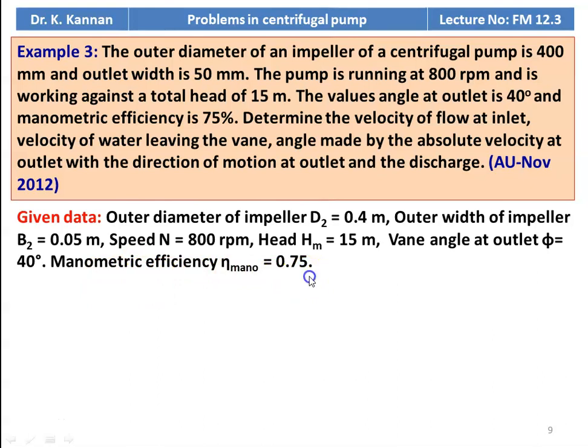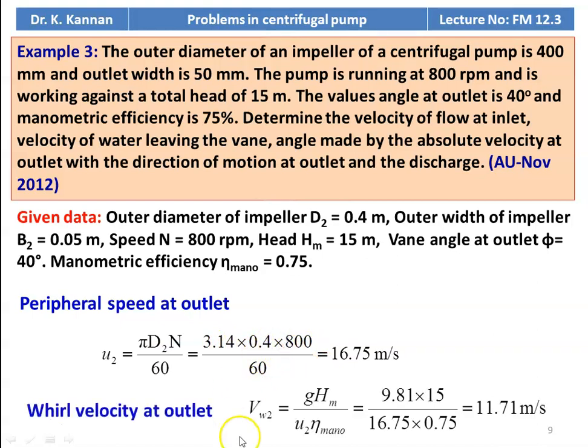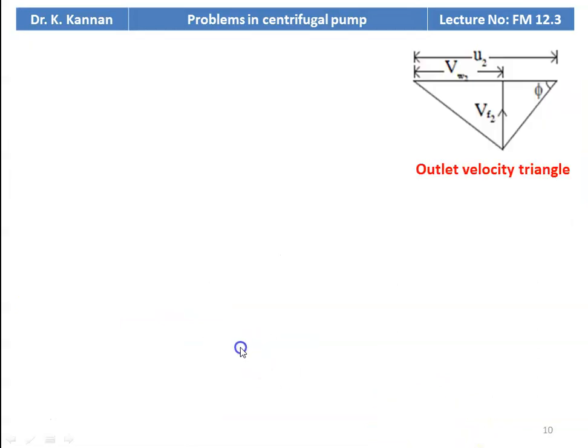So the peripheral speed at the outlet from the dimensions, diameter and speed, U2 equal to pi D2 N divided by 60. So 3.14 into 0.4 into 800 divided by 60 equal to 16.75 meters per second. And the whirl velocity at the outlet, from the definition of manometric efficiency, Vw2 equal to g Hm divided by U2 into manometric efficiency. So 9.81 into 15 divided by 16.75 into 0.75 equal to 11.71 meters per second.